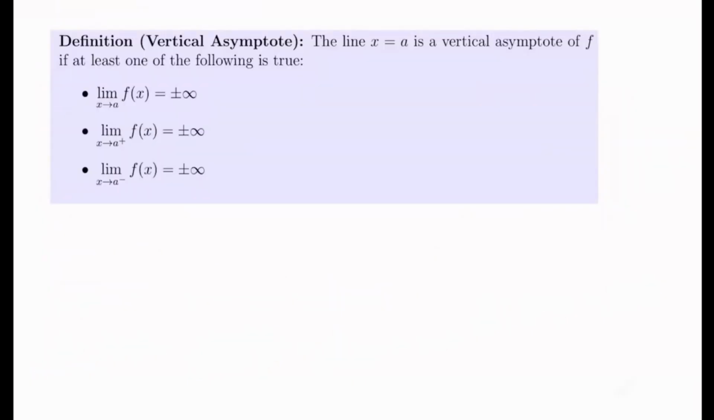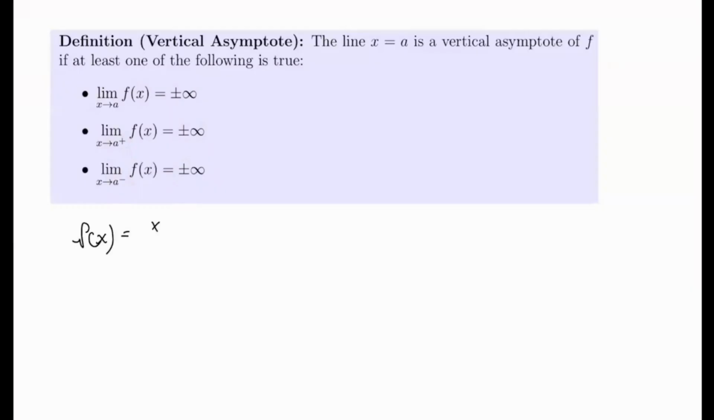Now that we understand infinite limits, let's connect them to a graphical concept you've seen before, which is vertical asymptotes. The line x = a is a vertical asymptote of f if at least one of the following is true: the limit of f(x) is equal to positive or negative infinity as x approaches a, or the limit from the right side or from the left side equals positive or negative infinity. In other words, a vertical asymptote occurs whenever the function has an infinite limit.